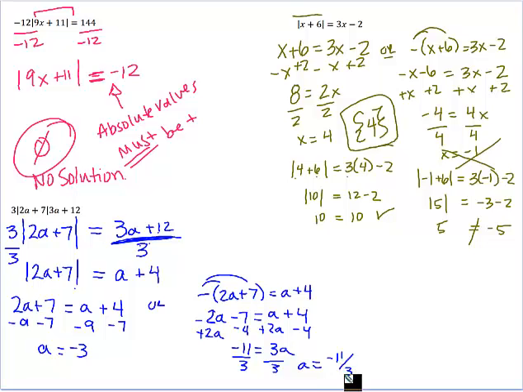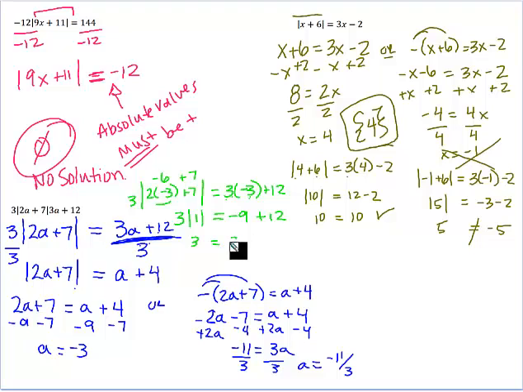Now we have to check them. Checking negative 3. So we have 3 times the absolute value of 2 times negative 3 plus 7. Does that equal 3 times negative 3 plus 12? Well, 2 times negative 3 is negative 6, plus 7 would be 1. So 3 times the absolute value of 1, which would be 3. Over here, 3 times negative 3 is negative 9, plus 12. Negative 9 plus 12 is 3, so that does work.